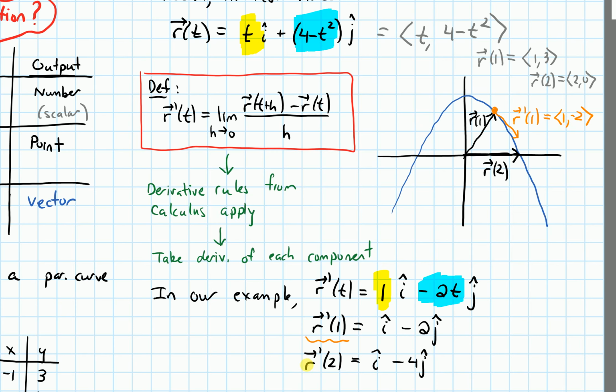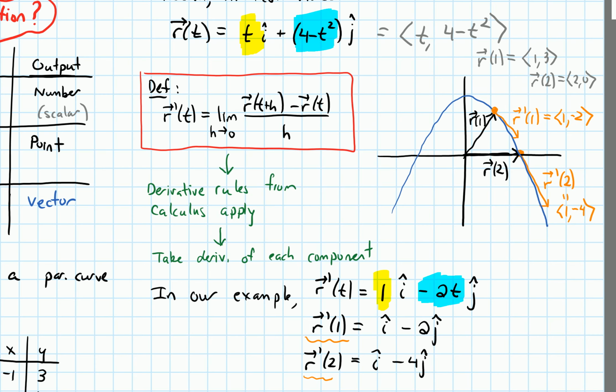And if I do the same thing with r prime of 2, I'm going to draw its tail where the head of its corresponding position vector is, where r of 2's head is. And then I draw the vector 1 comma negative 4. This one is sloping more downwards than the first vector that we drew, so maybe something like this. So that is r prime of 2, and that's the vector 1 comma negative 4.